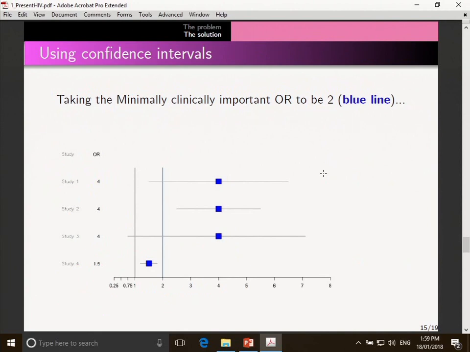So here are our four studies. In the first three studies, the odds ratio is 4. In the fourth study, it's 1.5. Now, I want you to note this blue line here, which is what we think is a clinically important effect, and this very light grey line, which would mean an odds ratio of 1, which is a statement of no association. So let's talk about these four studies.